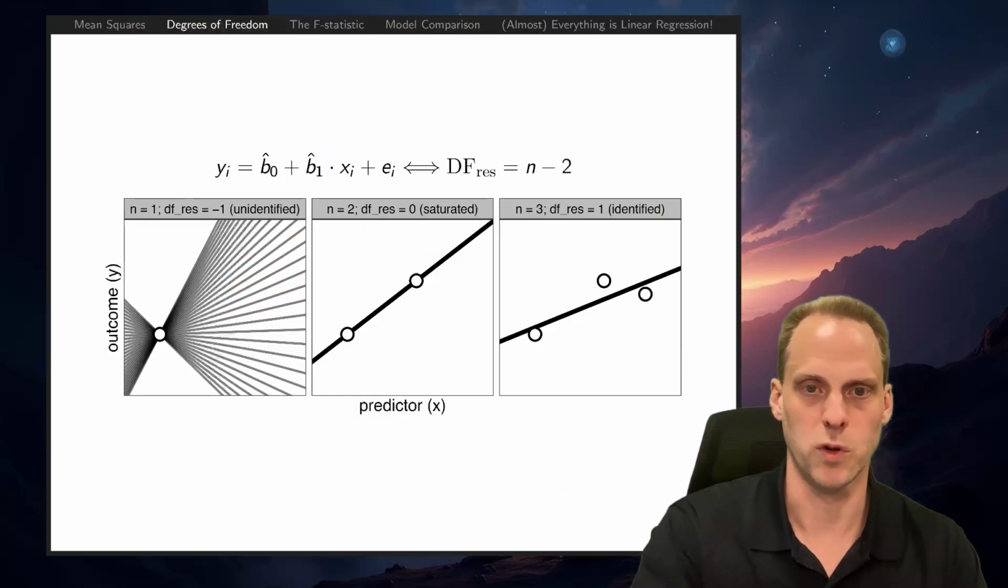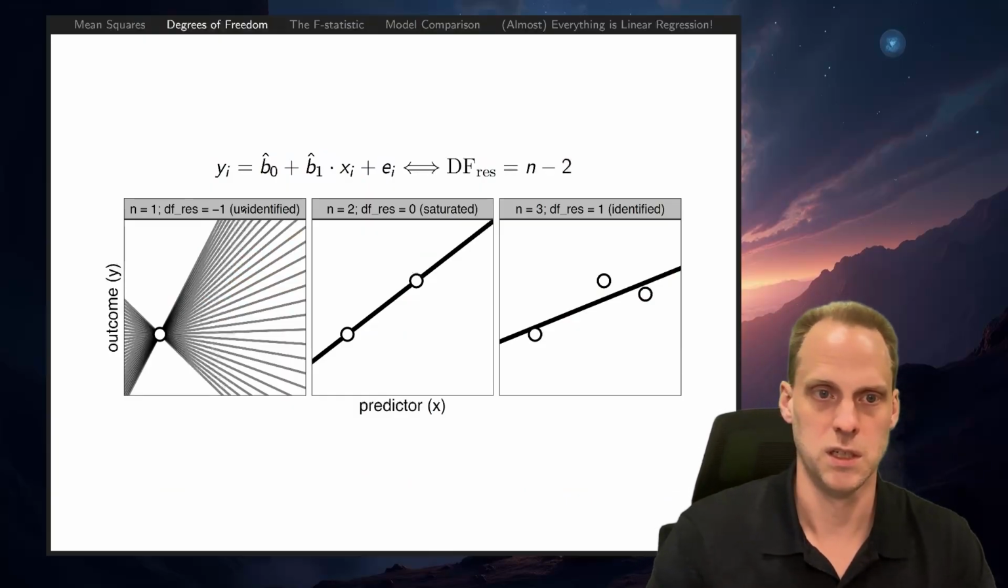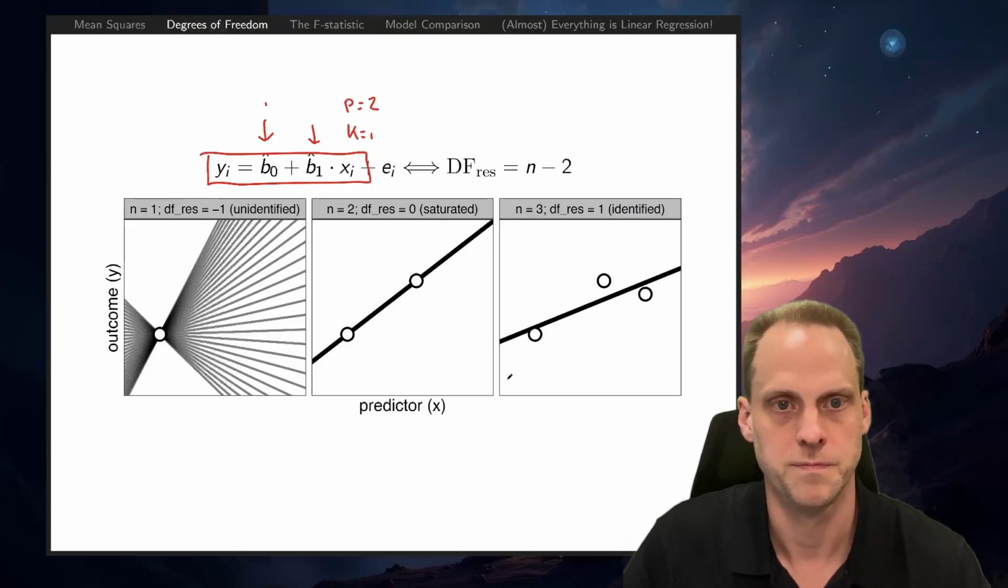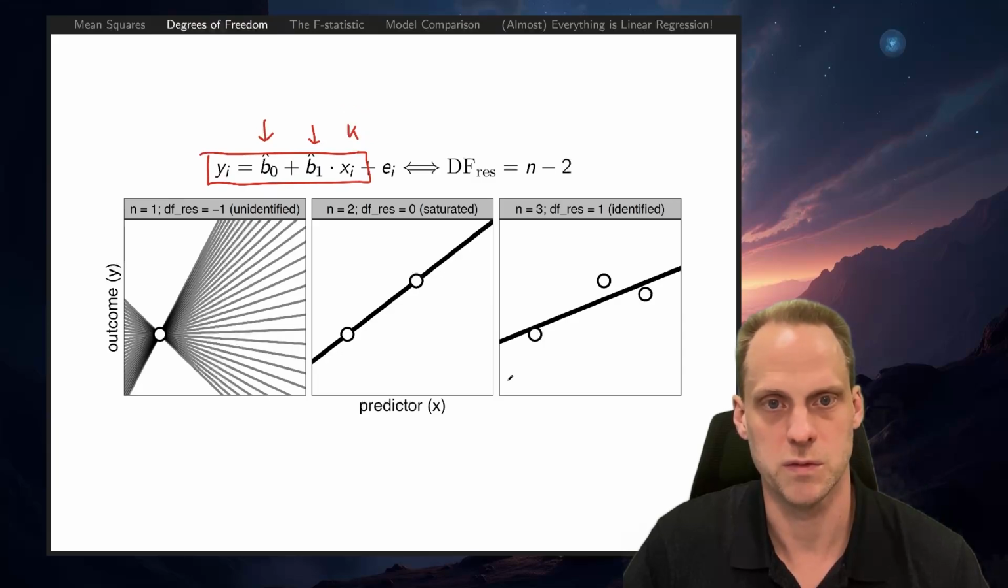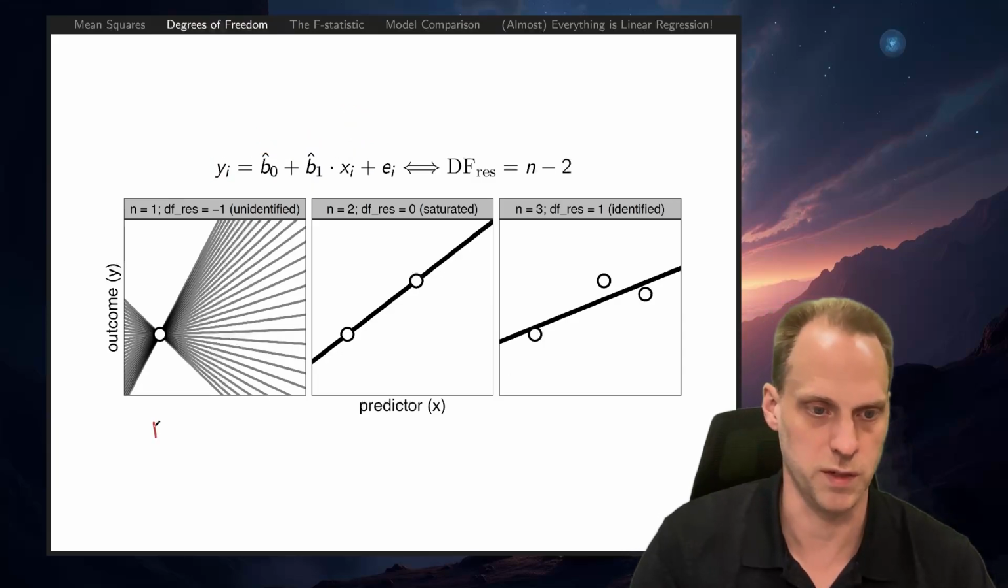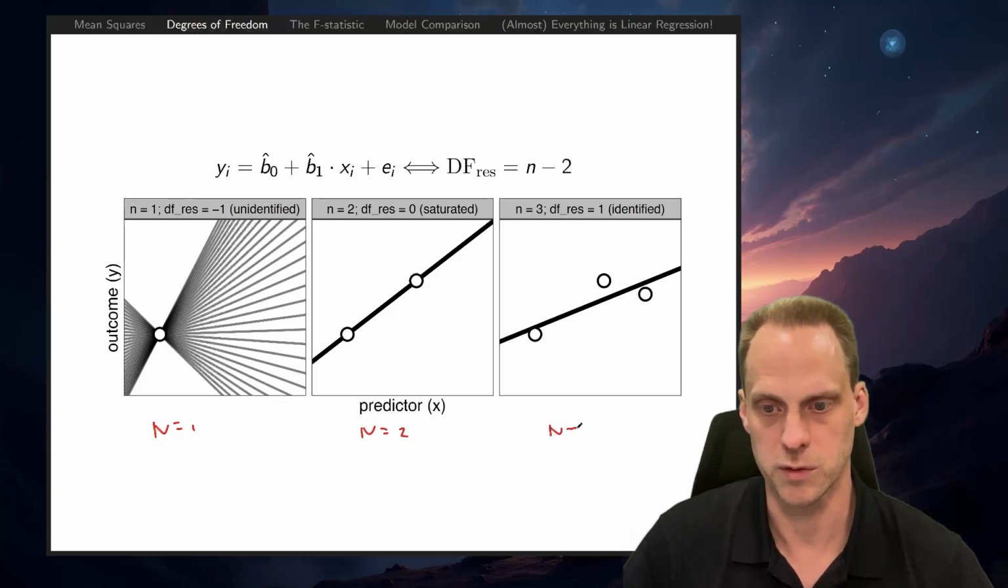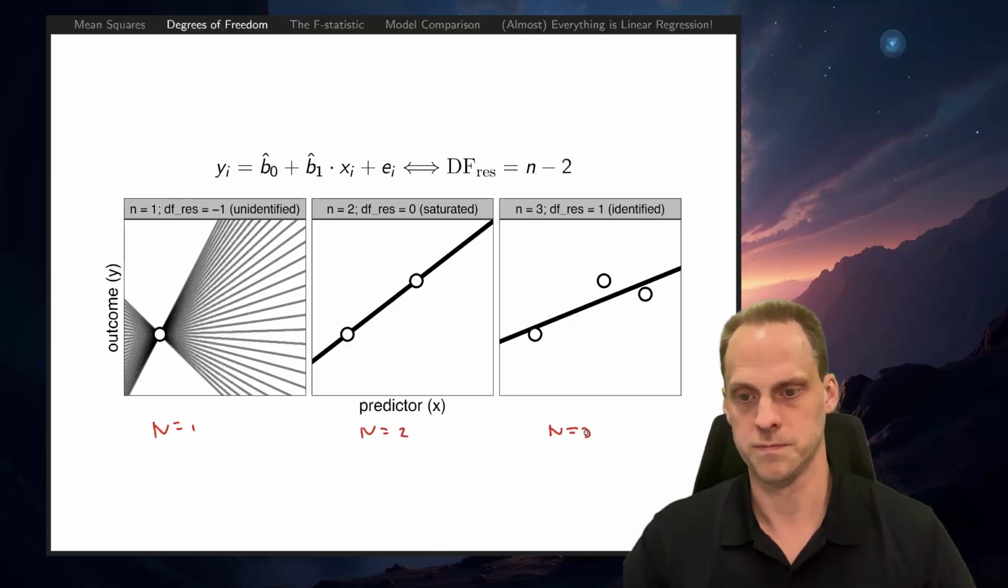So let's look at a bit more of a complicated situation. Here we have a simple regression model. We have an intercept and we have a slope with k equals 1 predictor, right? And p, the number of parameters, is 2. 1 here and 1 here. Again I have a situation where in the n equals 1 case there is 1 data point, in the n equals 2 case, 2 data points, in the n equals 3 case, 3 data points.